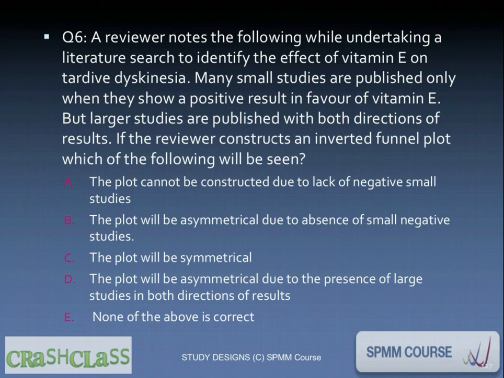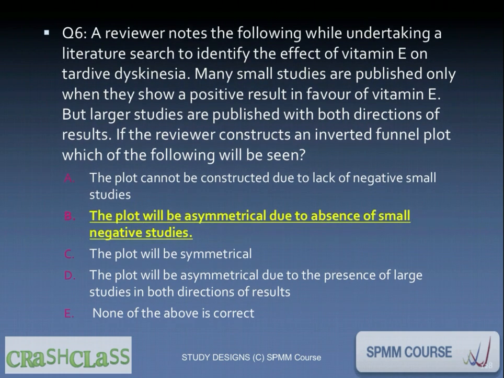You know there are large studies published in both directions, but small studies are published only if they are positive. So small negative studies are going to be missing. That is going to make the plot asymmetrical. Choice B is correct. The plot will be asymmetrical because of the absence of small negative studies.